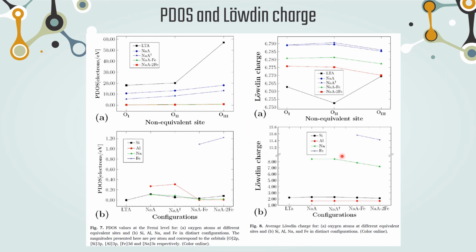For the other species, they gain acidity when aluminum is introduced and also when iron is introduced. This helps to explain that when aluminum and iron atoms are introduced, the band gap is also reduced.